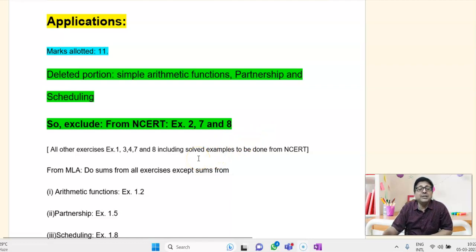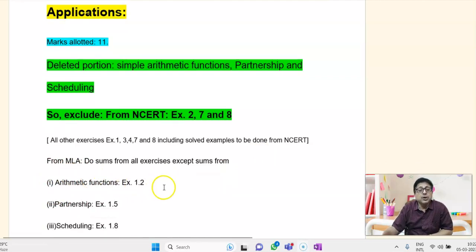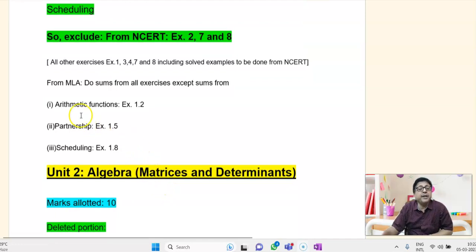And I will not waste your time. That's why I will be referring to this book, mostly M.L. Agarwal, to help you understand what is there in the syllabus. So what are you going to delete from there? From M.L. Agarwal, you will never practice exercise 1.2, partnership 1.5, scheduling 1.8. These three are completely removed from the syllabus. Don't waste your time to solve sums from there.